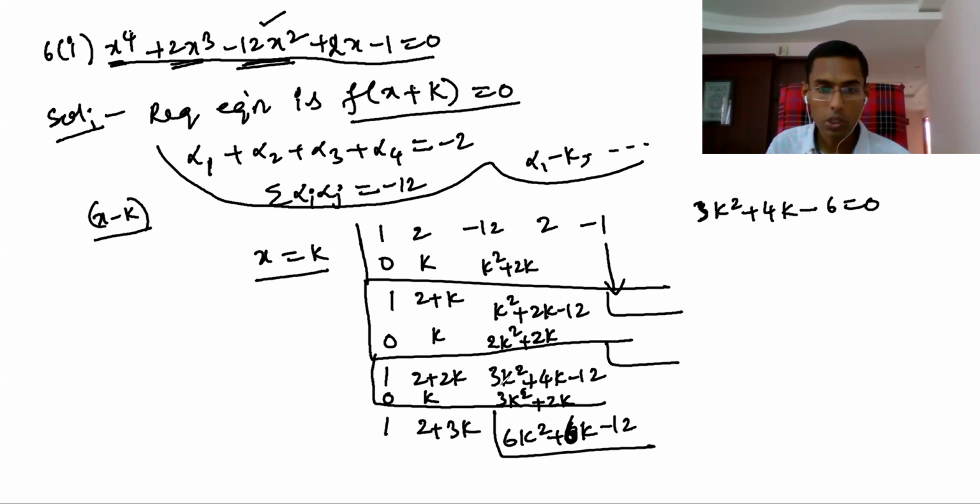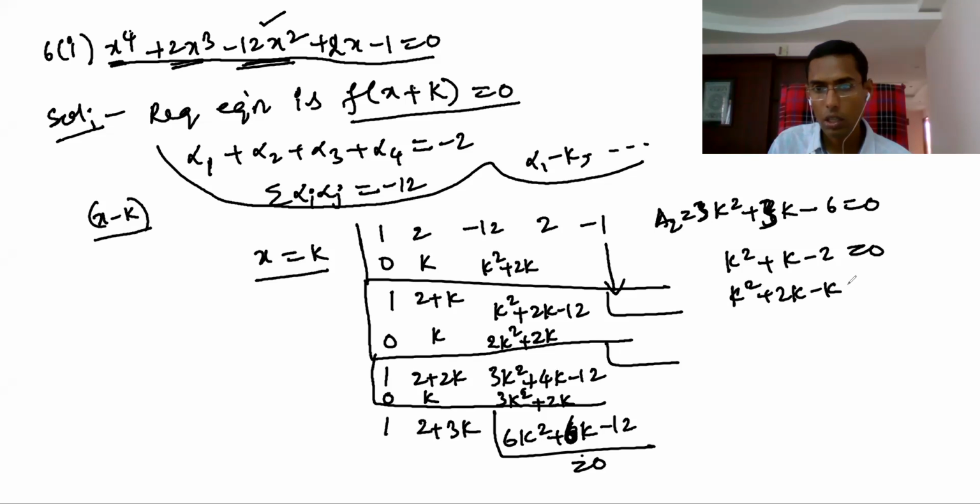So I did this one, and I got 6k square plus 6k minus 12. So this is 3k. If I take 2 common, this has to be 0. So A2, this A2 I want 0. So that is 3k square. You can take 6 common, no? k square plus k minus 2 equal to 0. So that is k square plus 2k minus k minus 2 equal to 0. That is k, and what I get is k equal to 1 is one root, and minus 2.